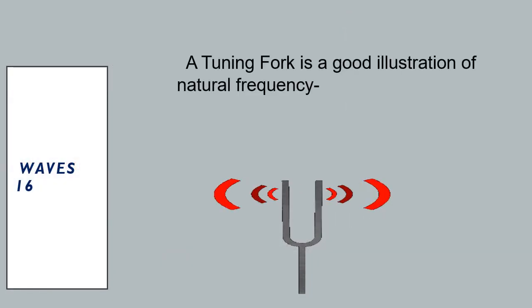Tuning forks. A tuning fork is a good illustration of natural frequency. As the tines of the tuning fork vibrate at their own natural frequency, they create sound waves that spread in the air with the same frequency. So each tuning fork has a certain specific frequency, and of course, it produces a sound wave with that specific frequency.